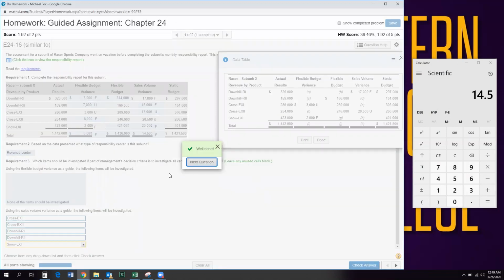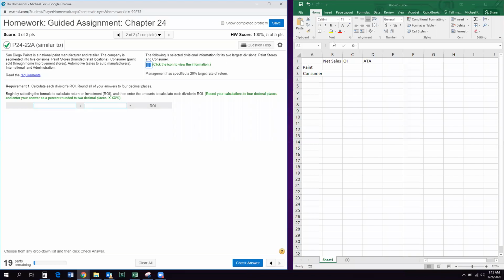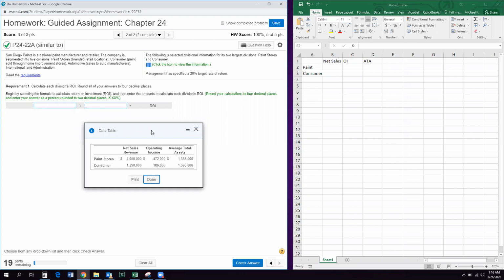Now let's take a look at the second problem. For the second problem, if you look at the bottom and you see 19 parts, it gets scary, but we'll try to use Excel to make it a little bit easier. San Diego Paints has 5 divisions, and it wants us to look at this selected divisional information and calculate some of these measures. So what I'm going to do is copy this information over into Excel.